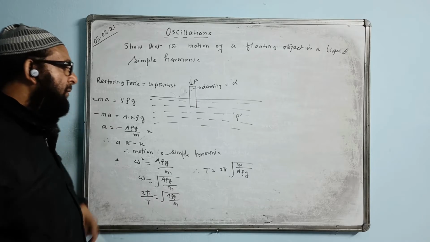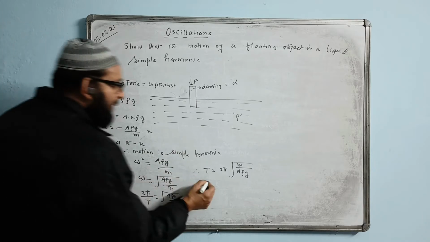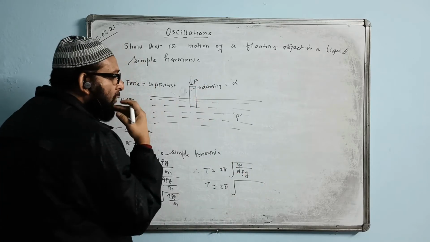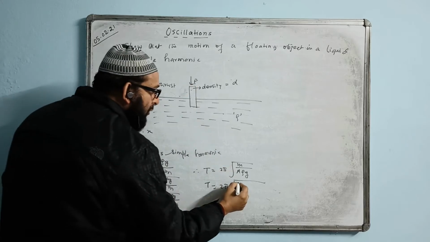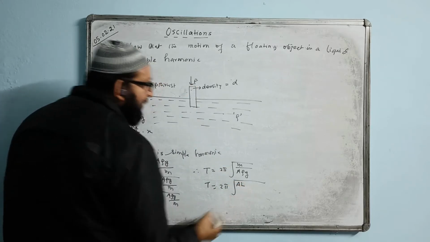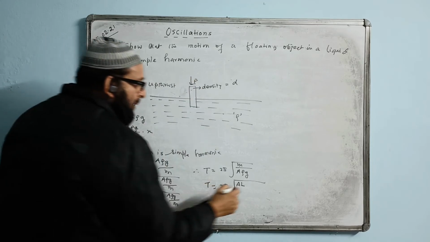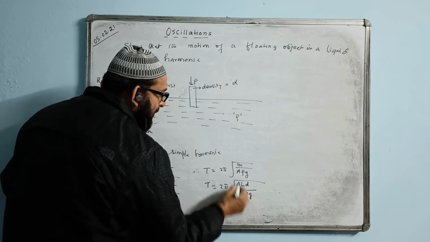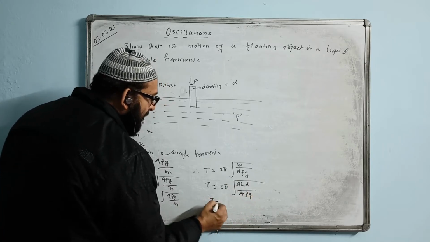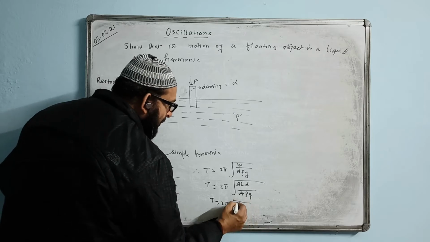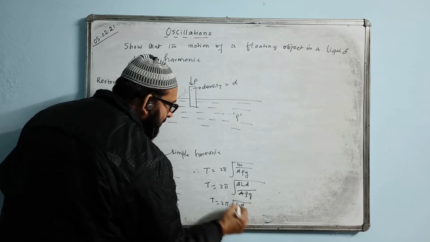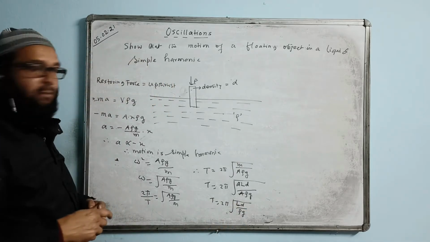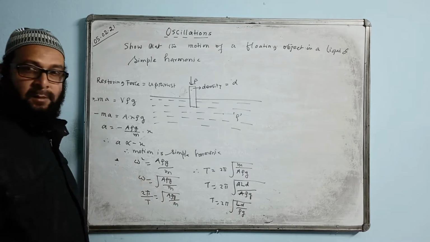Though this formula we can change and write like this: T is equal to 2 pi, and for the mass of the body we can change to volume into density. What is the volume of this object? Volume will be area into the length, capital L, the total length, into density d upon A rho g. A and A cancel. So we can have the formula coming as 2 pi square root L d by rho into g. This becomes the formula of period of oscillation or time period of the floating object.